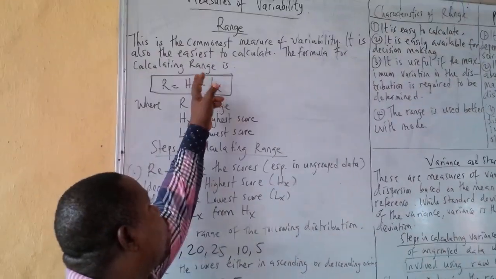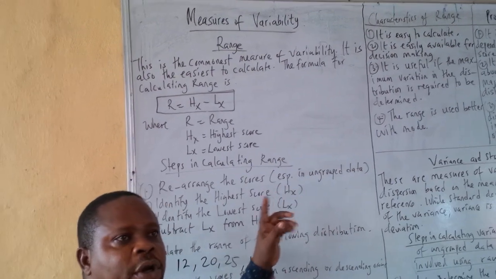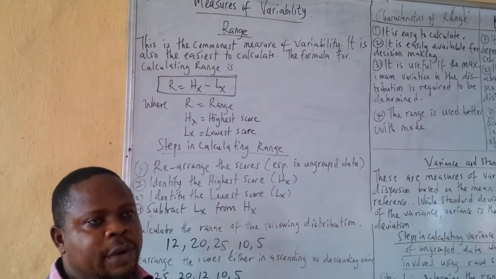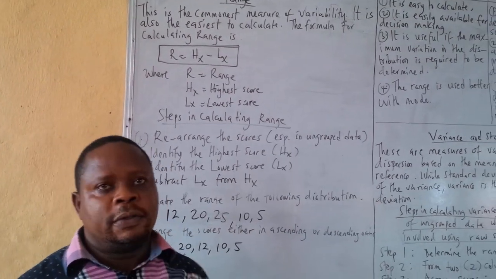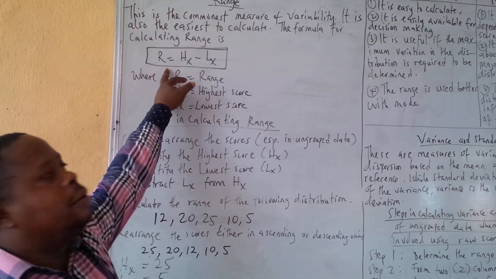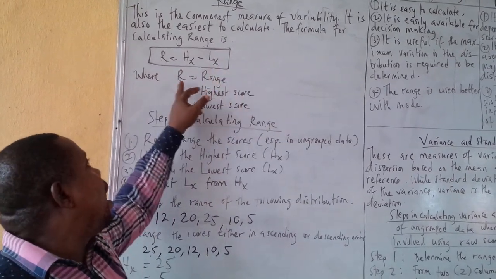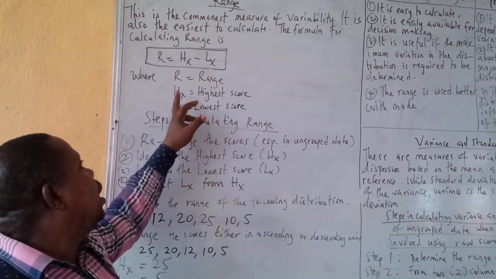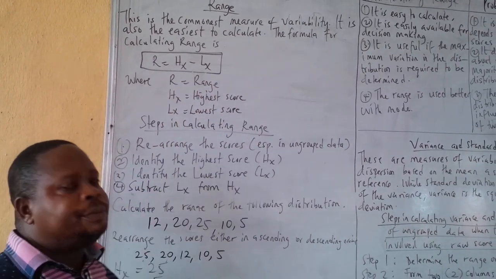Now, the first one is range. Range is the commonest measure of variability or spread. It is also the easiest to calculate. It's not difficult to calculate. And the formula for range is R = HS - LS, where R is range, HS is highest score, and LS is lowest score.